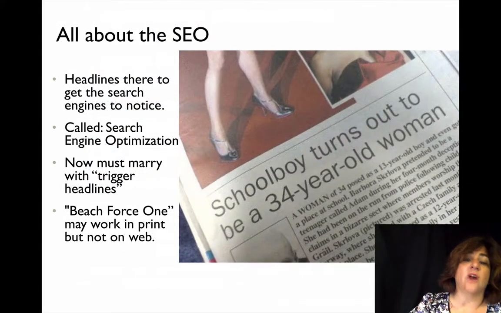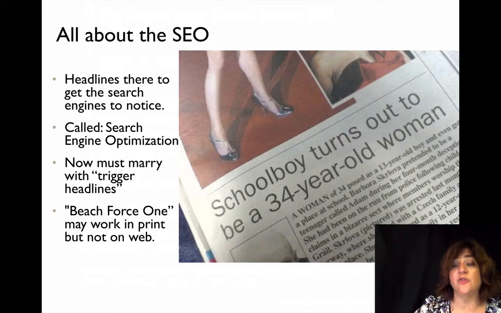A lot of this is all about search engine optimization. The web is a very big place, and for a search engine like Google to find your story, it has to be able to find it using search terms that are in the metadata. So headlines are there to get the search engines to notice you. We have to make sure that we're triggering as much of that optimization as we can. Something like the term "Beach Force One" might work in print if there's a picture of Air Force One landing on Miami Beach, but it's really not going to work as a web headline.